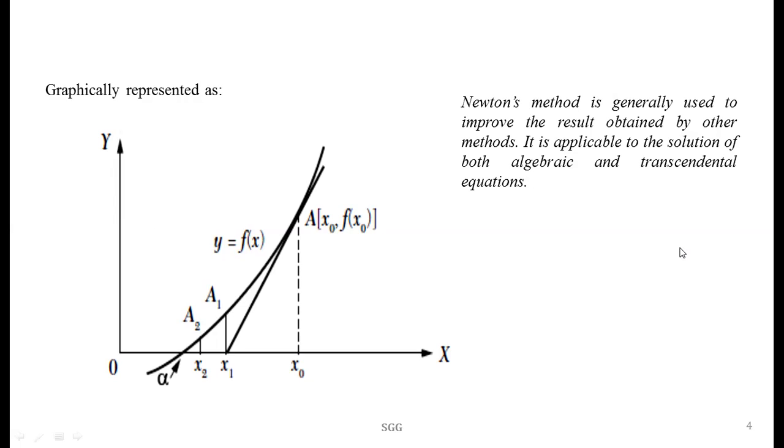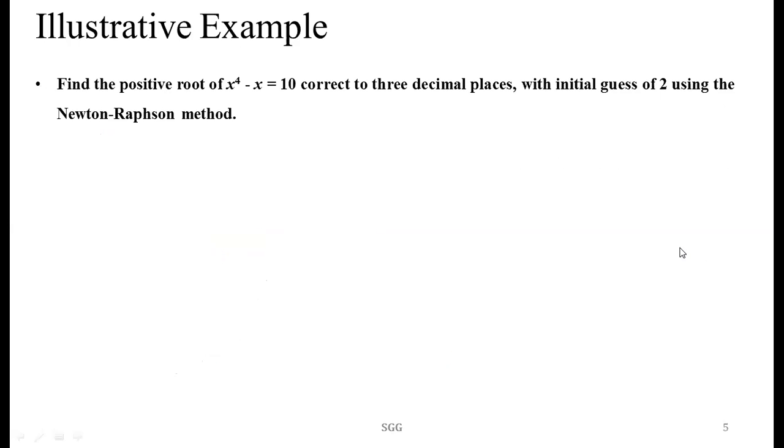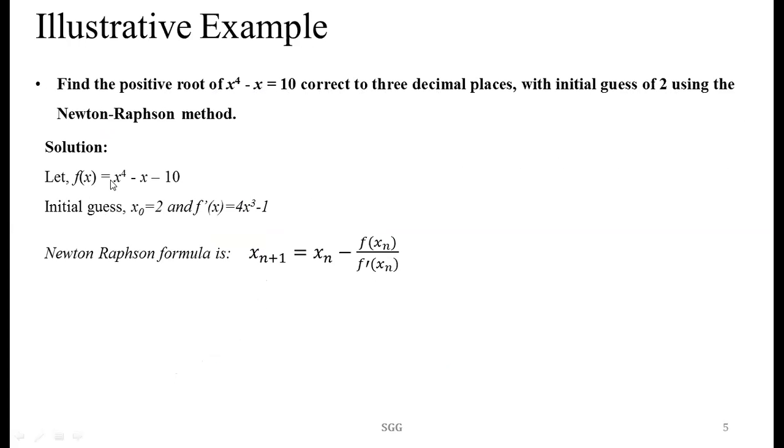Let us understand the method with a simple example. Find the root of the equation x to the power 4 minus x is equal to 10, correct to 3 decimal places, with the initial guess of 2, using the Newton-Raphson method. What is given? The function f of x is x to the power 4 minus x minus 10. Initial guess x0 is 2, and after differentiating this function, f dash of x is equal to 4x cubed minus 1. The Newton-Raphson formula is xn plus 1 is equal to xn minus f of xn divided by f dash of xn.